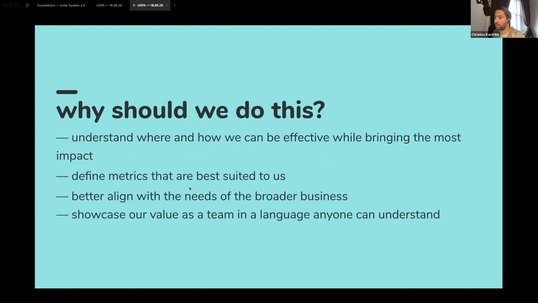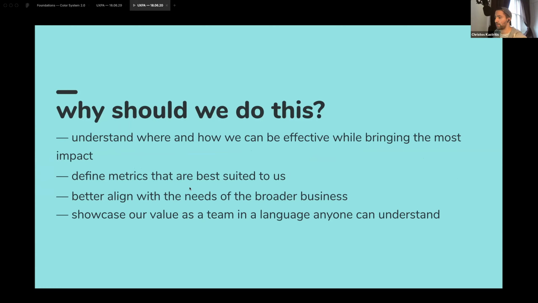Why should we even do this in the first place? Companies are usually moving 500 miles an hour. It's hard to get enough time as it is. For myself, anyway, I really wanted to understand where and how we can be effective while bringing the most impact.